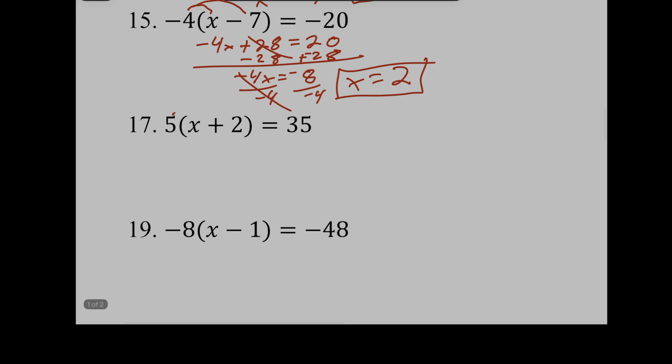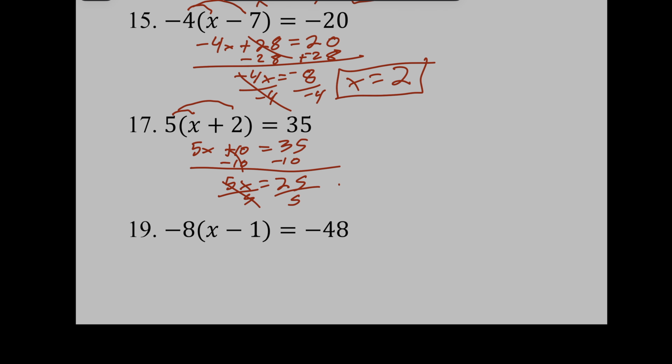Number 17, I'm going to take that 5 and distribute it to both the x and the 2. That would give me a 5x plus 10 equals 35. Now, letters on one side, numbers on the other. I'm just going to subtract a 10 to both sides. And that's going to give me a 5x equals 25. Now, I just divide each side by 5, and I get x equals 5.